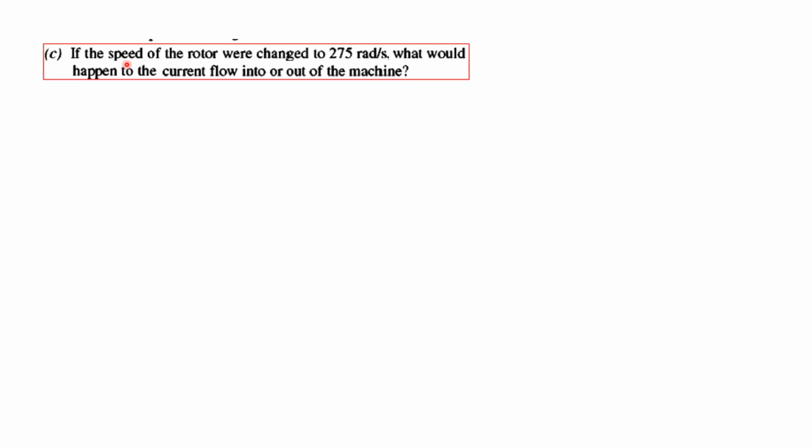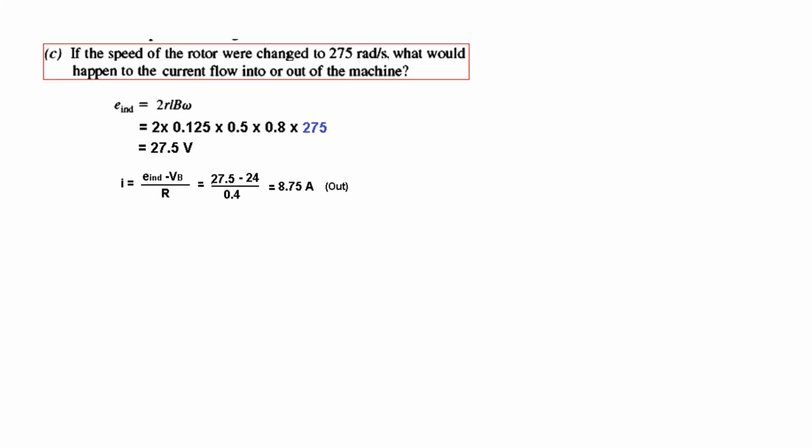Part C, if the speed of the rotor is changed to 275, so earlier it was 250, now it has been made 275, what would happen to the current flow into or out of the machine? Again, we just replace 250 by 275, so the voltage is 27.5, so more voltage is generated, and therefore the current will be coming out. The same formula, putting in the values, current is now 8.75 ampere out of the machine.